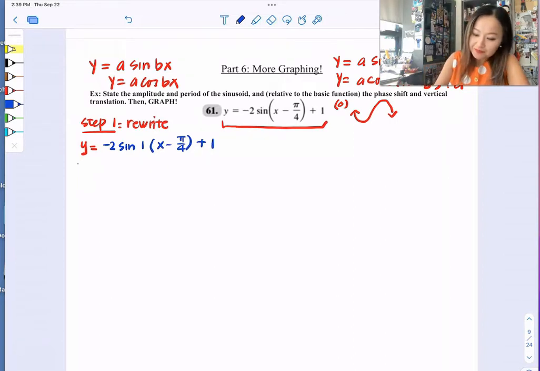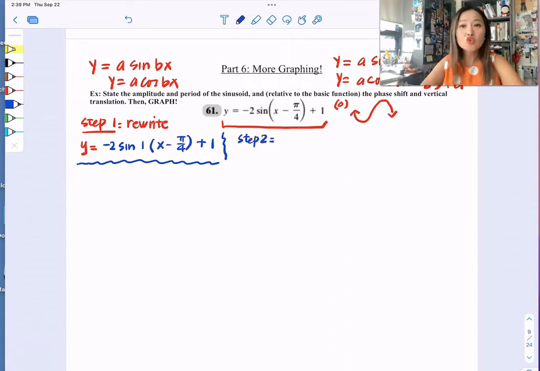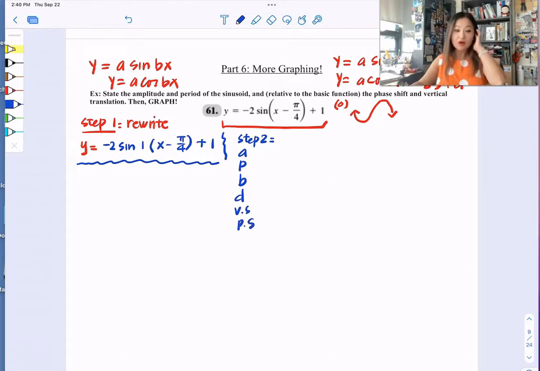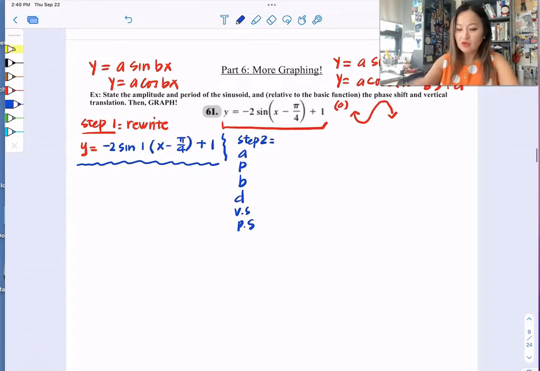Second step. Step 2 is doing your peanut butter thing, but you're going to do the VS and PS. You'll see what I mean. You're used to doing this, just identifying things.